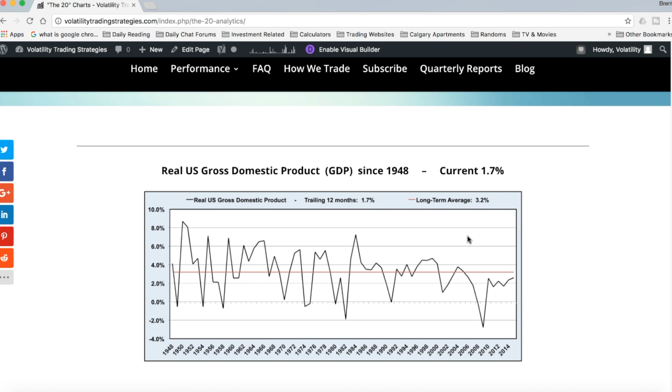But you can see right now we're at 1.7. We were even lower. This has basically been happening since the year 2000. There was only a very minor period where we went above the long-term average, but we've been below it for basically 16 years. So obviously this is not a blame Obama or blame Bush problem.